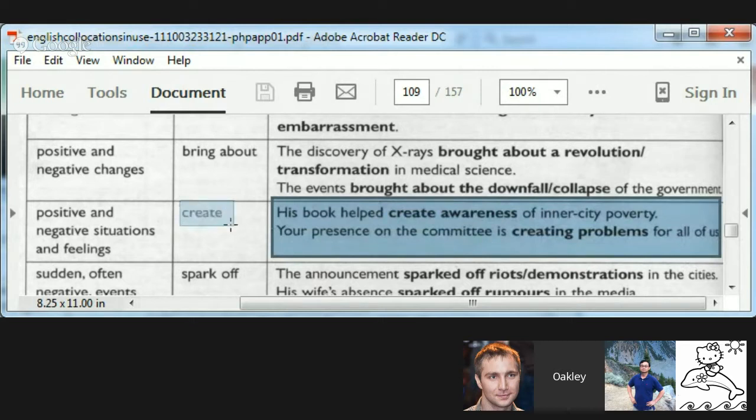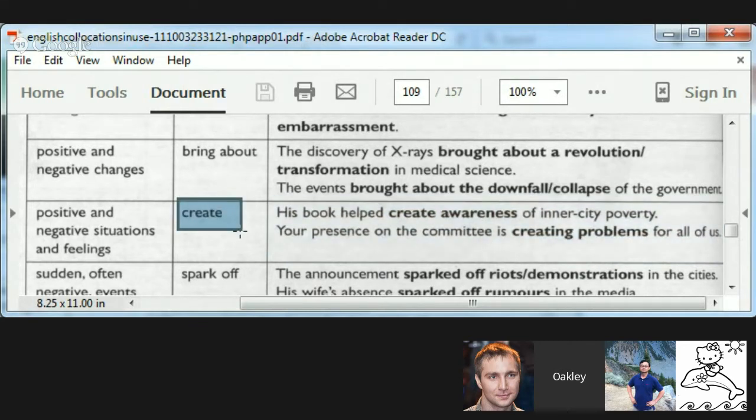This book helped create awareness of inner city poverty. Your presence on the committee is creating problems for all of us.